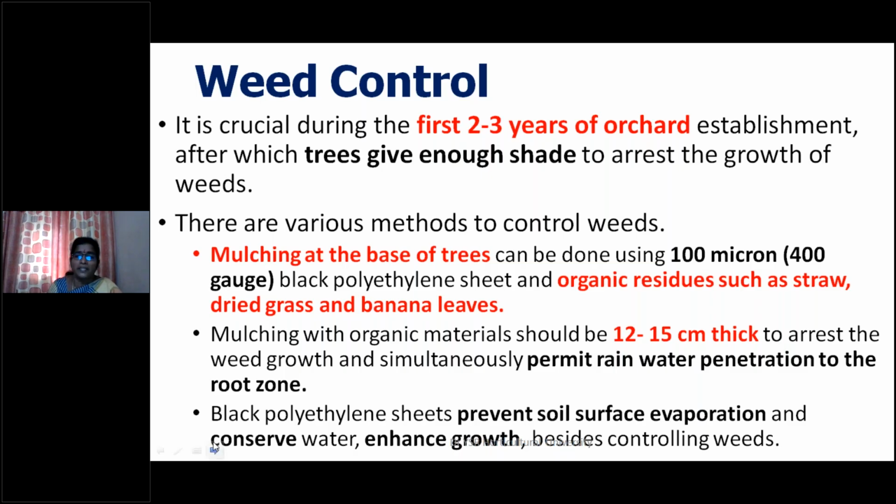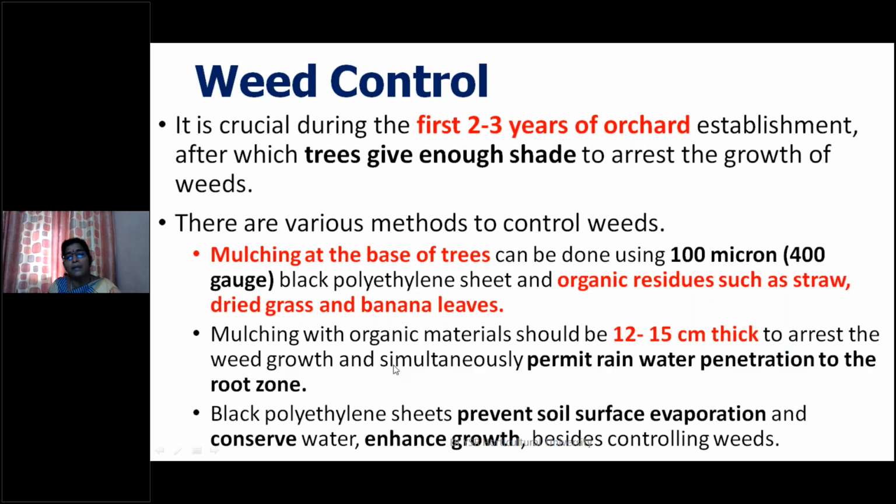So for mulching the tree bases, we can go for plastic mulches at the time of planting itself. You can go with 100 micron, that is 400 gauge, black polythene mulch. It will prevent soil surface evaporation, enhance growth, and conserve water, apart from controlling the weeds. We can also go for organic residues like straw, dry grass and banana leaves as mulching.